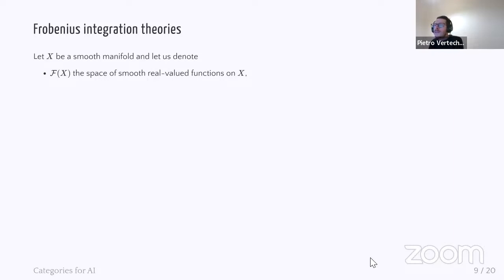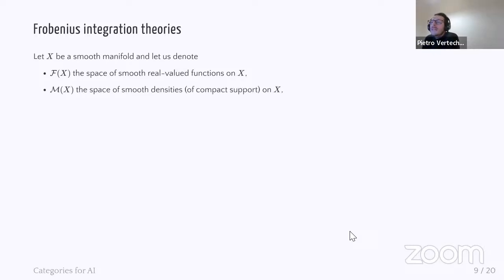So I will start with a smooth manifold X. To form an intuition, you can just think about some smooth surface embedded in a 3D space, and I will denote by F(X) the space of smooth real-valued functions on X. So basically, functions from this manifold X to the real numbers, and we ask that they are smooth. So they don't have any discontinuities, and they can be differentiated an arbitrary number of times.